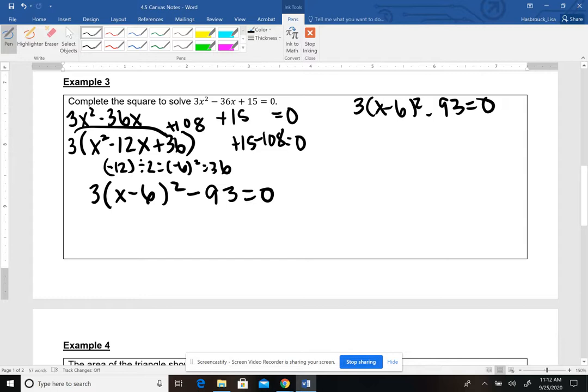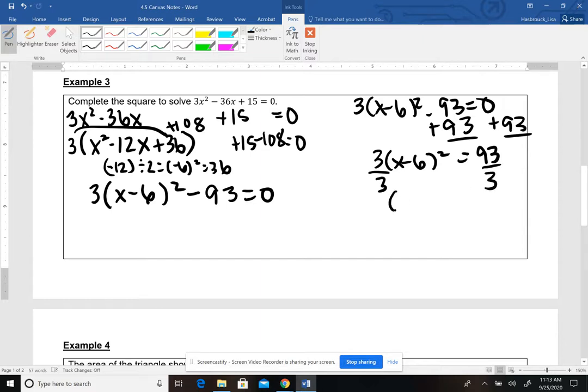Okay, so to solve, I'm going to start by moving the 93. I'm going to add 93 to both sides. 3 times x minus 6 squared equals 93. Then I'm going to divide by 3 to get x minus 6 squared equals 31. Now the squared quantity is alone, I can square root both sides to get the absolute value of x minus 6 equals the square root of 31.